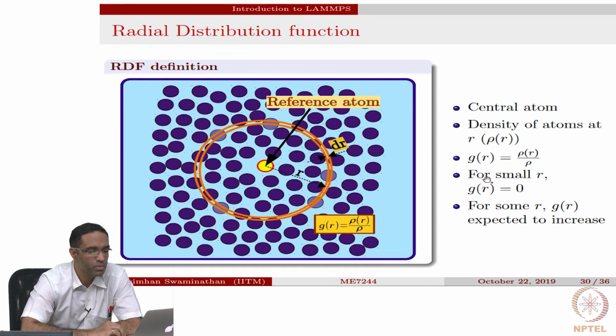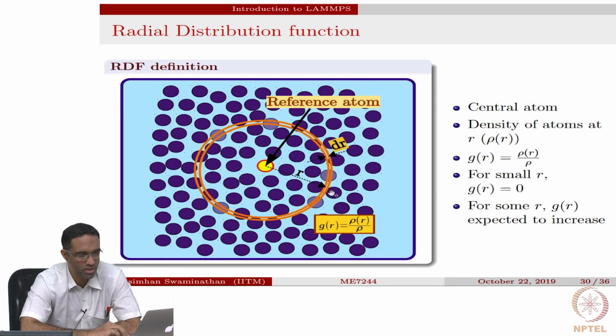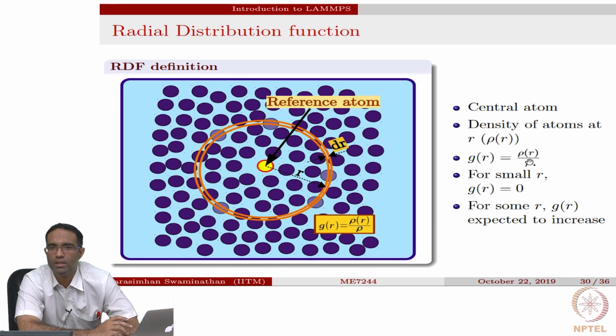So how this is calculated is, you sit on a particular atom and draw a spherical shell, say of thickness dr, at a distance r, and then you compute the total number of atoms that are there in that spherical shell, divide by the volume of that spherical shell. That would be the number density of atoms in that spherical shell, and then divided by N over V, which is basically the number density of the entire simulation box that you're looking at.